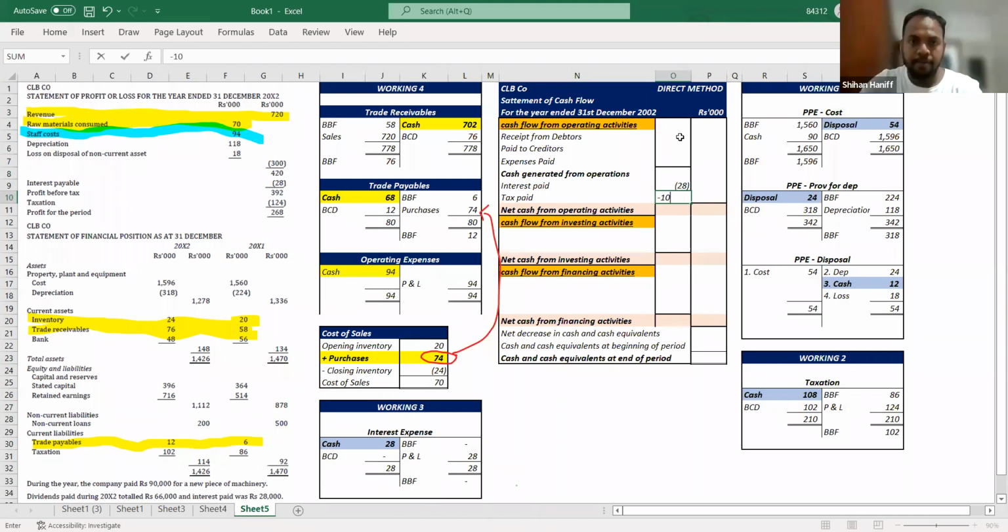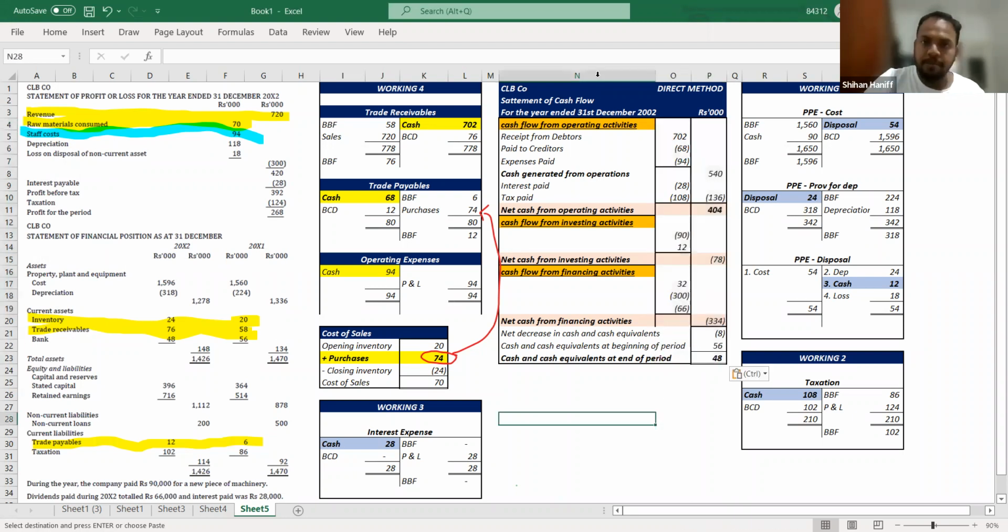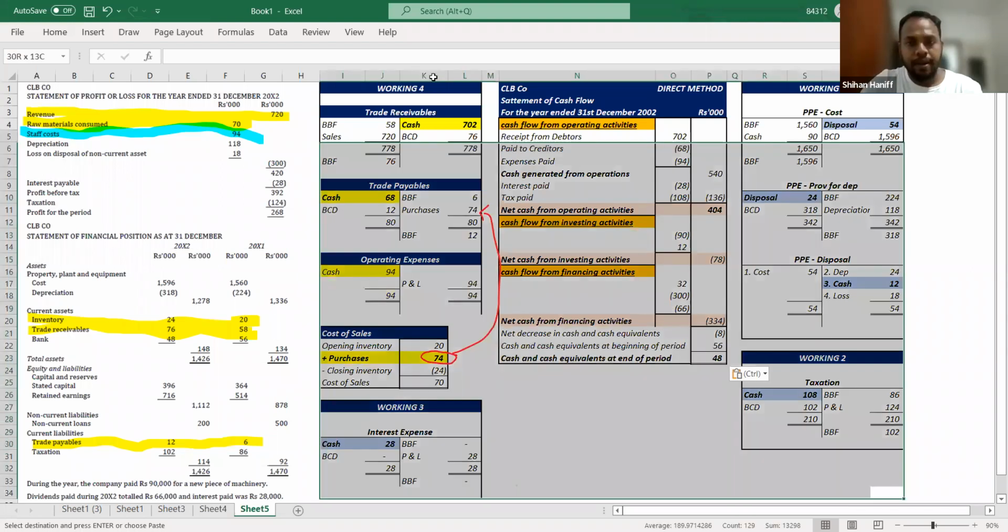Receipt from debtors 702. Payable, paid to creditors 68. Operating expenses. That's it. So you can complete the rest of the question. Okay, you can complete this. This is direct method.